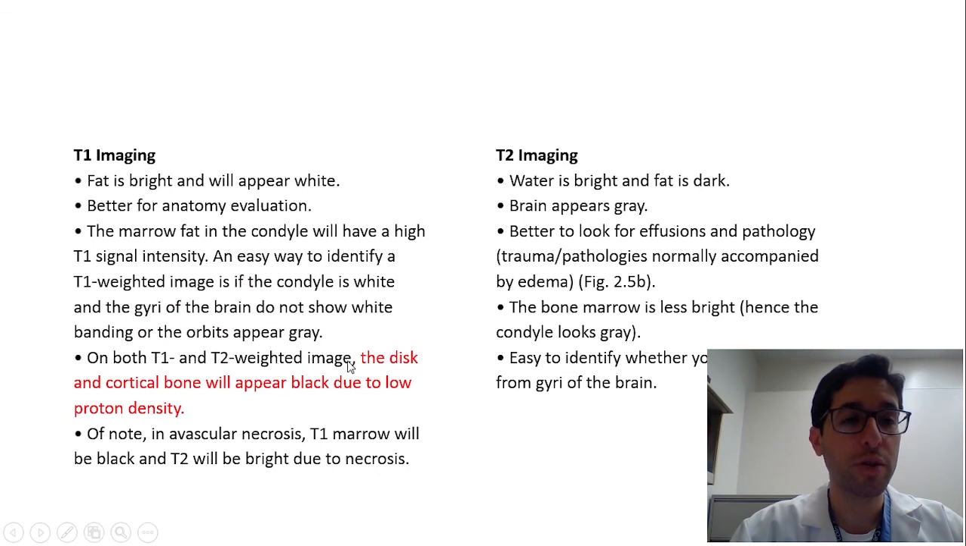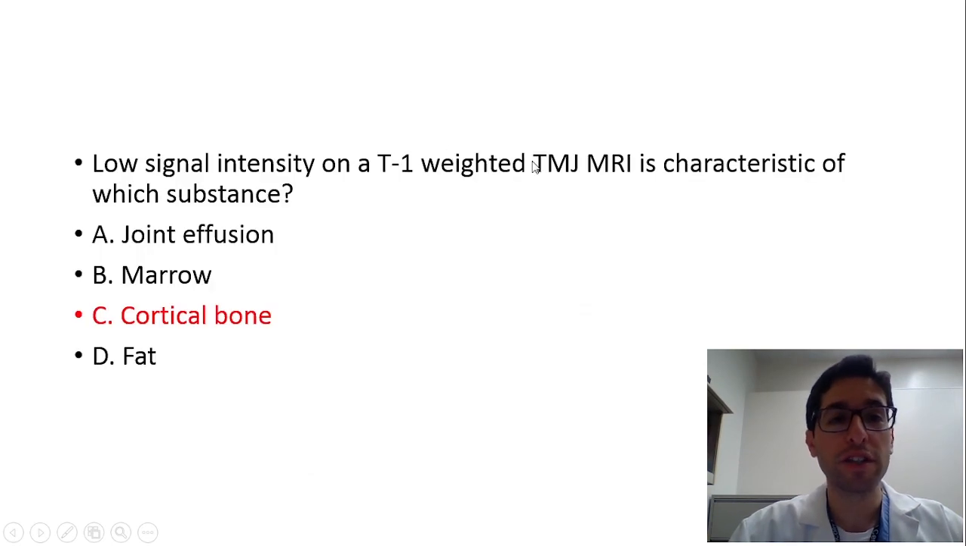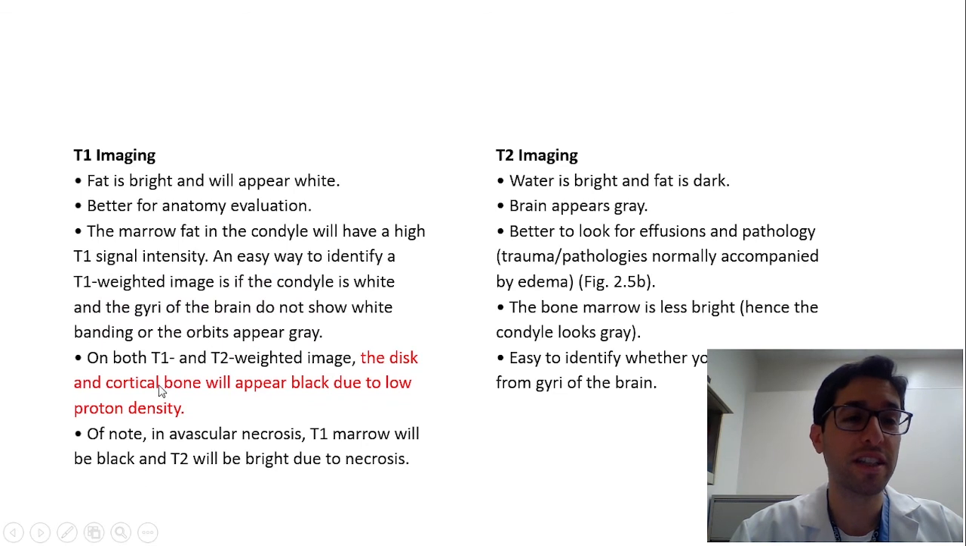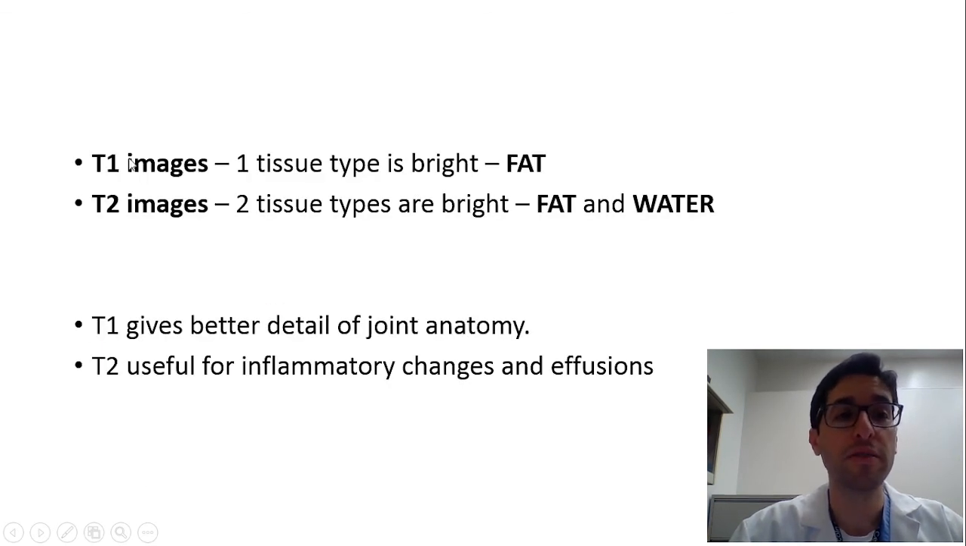On both T1 and T2, the disc and the cortical bone will appear black due to low protein density. So T1, what's going to be black? The answer is bone, because bone and disc are black on everything. But anyway, this is a good opportunity just to talk about the difference between T1 and T2, even though this question didn't really ask you to differentiate. It is good to know.